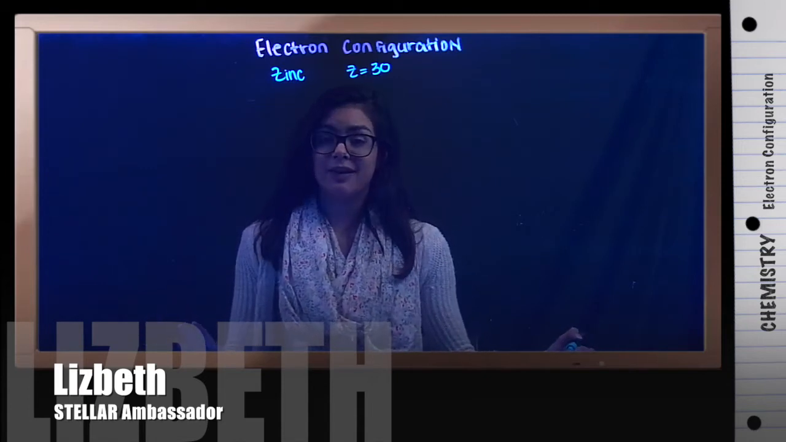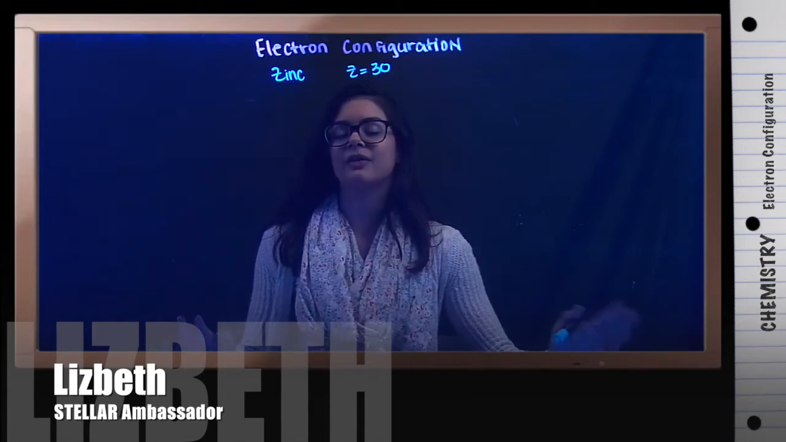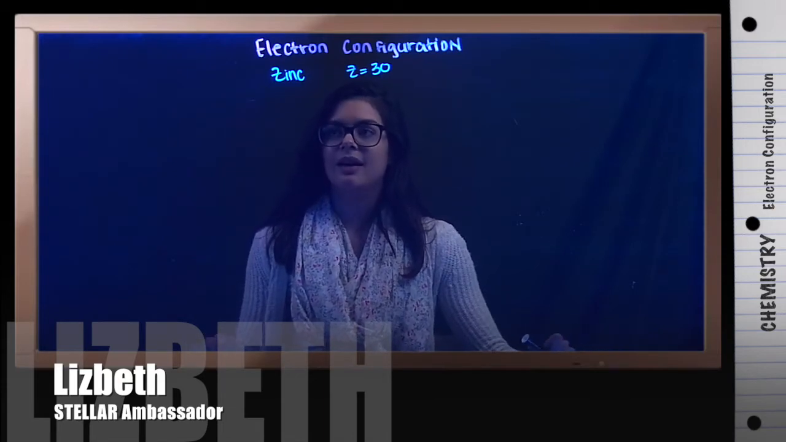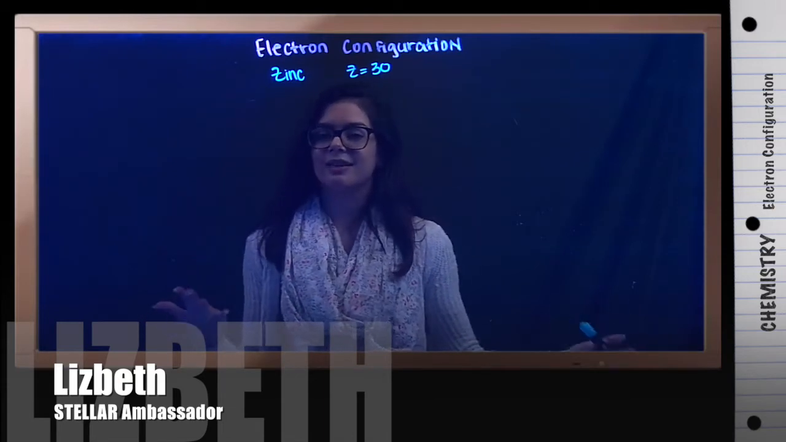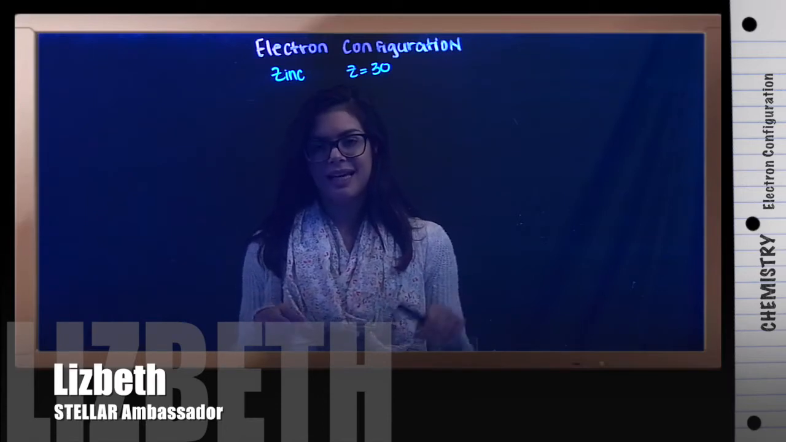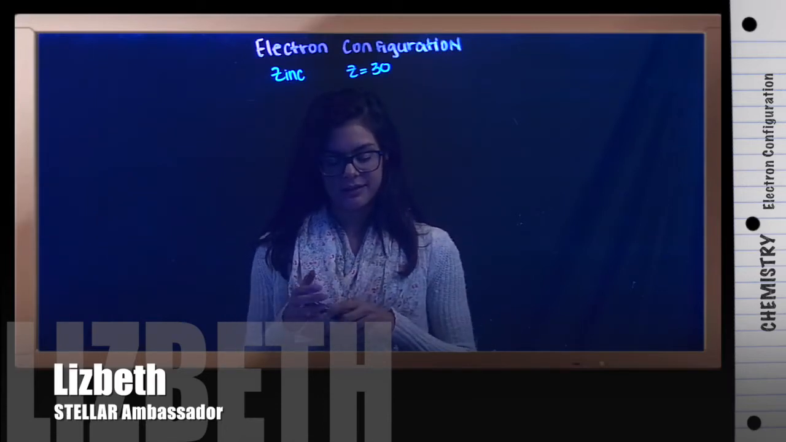So how do I find the Z value? That's actually just the number of protons found in the element at its ground state, which is also the atomic number of it. So you just have to look at the number above the element on your periodic table.